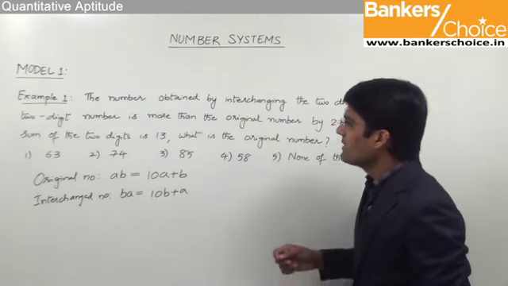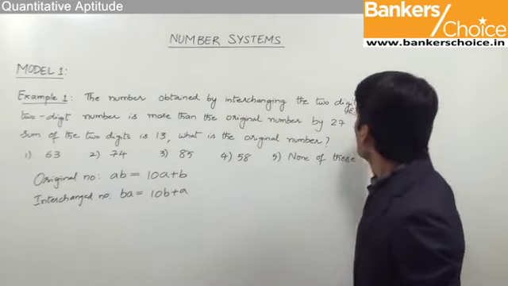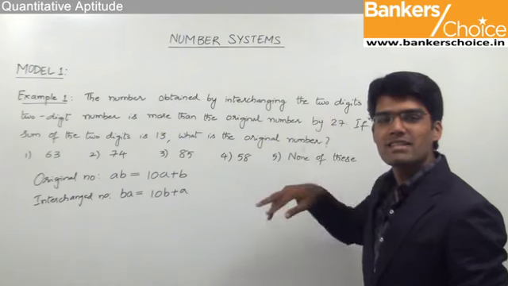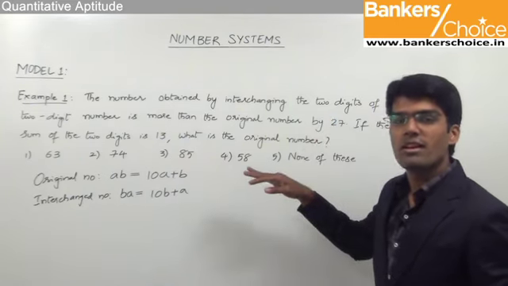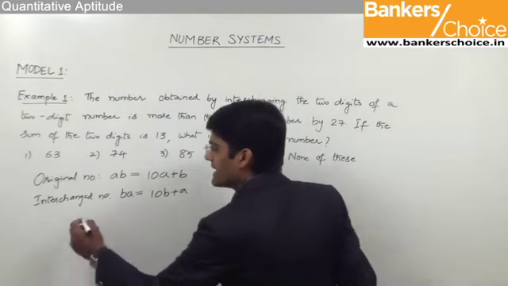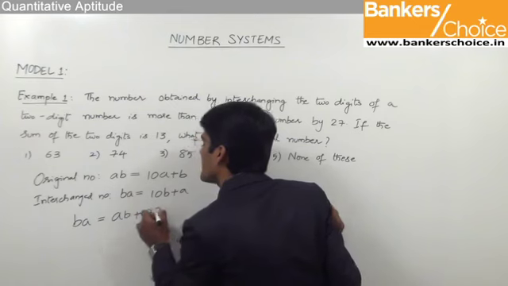Now as given in the question, the number obtained by interchanging the two digits, that means BA, is more than the original number by 27. That means the interchanged number is equal to the original number plus 27, as it is more than the original number by 27. So we can say that BA should be equal to AB plus 27.